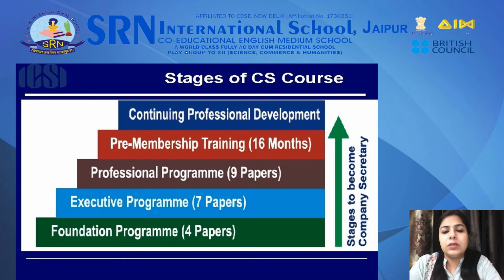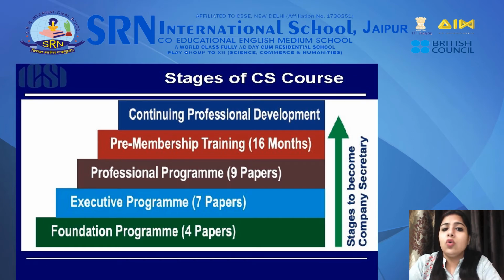Now, these are the stages in the CS course. The student who would like to join the CS course after 10+2 has to undergo 3 stages to pursue the Company Secretary course. They are the Foundation Program, Executive Program and the Professional Program. In addition, the student will have to undergo 15 months of practical training also, which a student may opt to start after passing the executive program.